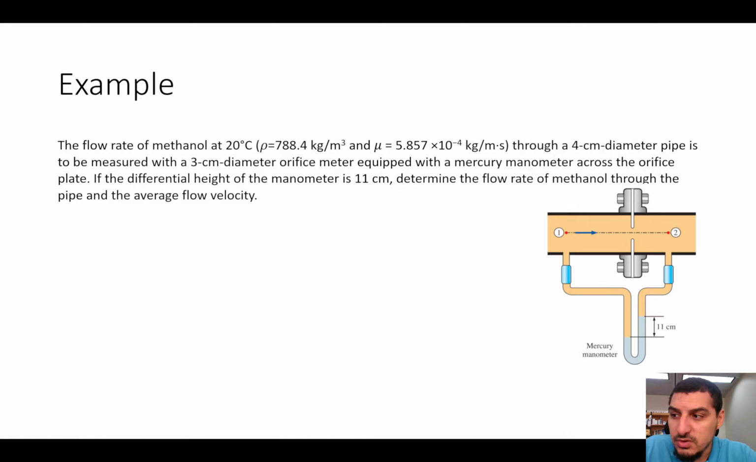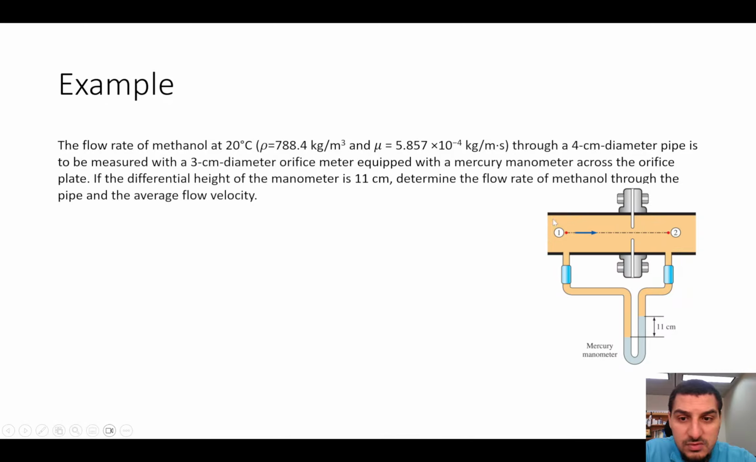Everybody. So in this video, we're going to discuss one example on the flow rate calculations using an orifice meter, which is one of the three flow meters that we discussed in the previous video. In this example, we have methanol flowing, and we know its density and viscosity. It flows through a 4 centimeter diameter pipe.